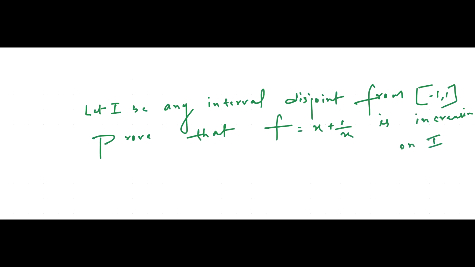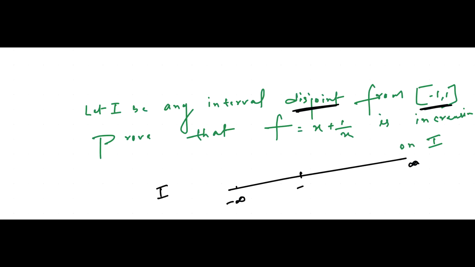What does it say? It says that let I be any interval disjoint from this one. That means I is such an interval which must not contain this one. Disjoint means there must not be any common element from here. Are you getting it? Yes, ma'am. I is such an interval, from negative infinity to positive infinity, that we have to choose where minus 1 to 1 we cannot take. This must be disjoint.